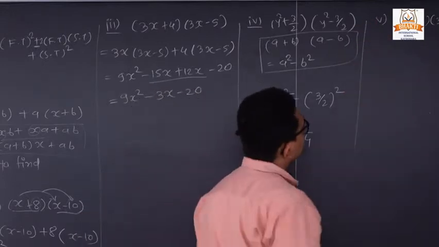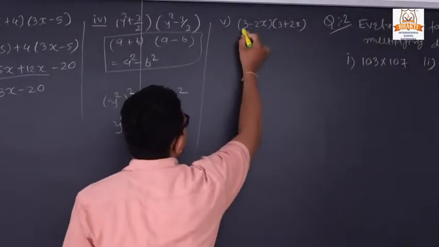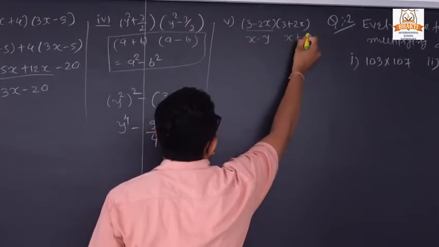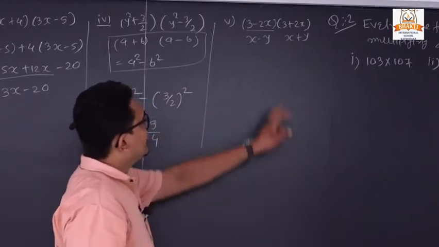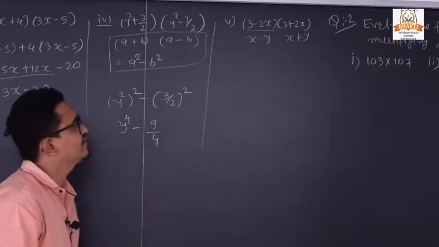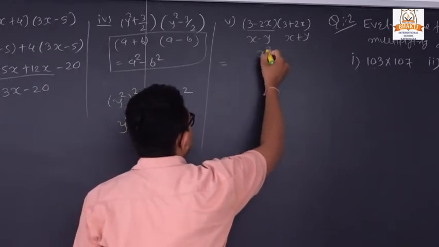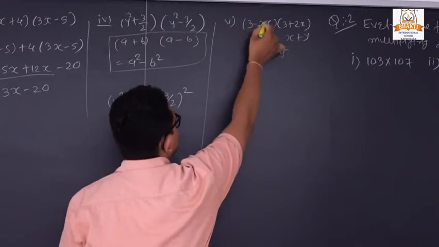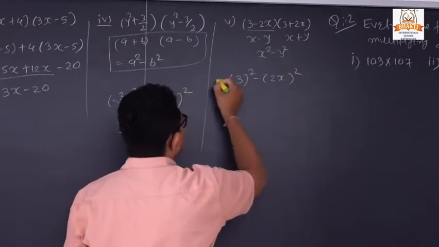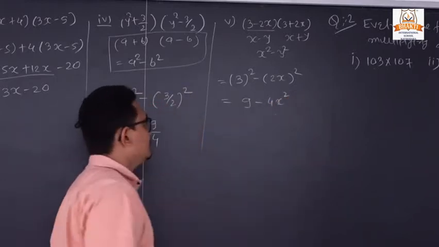Now the next term, 3 minus 2x and 3 plus 2x. So once again see that a minus b, or we can also say x minus y and x plus y. So x square minus y square. Which identity? Identity number 3, a square minus b square. So 3 all square minus 2x all square. So 3 square is 9 and 2x all square will be 4x square.